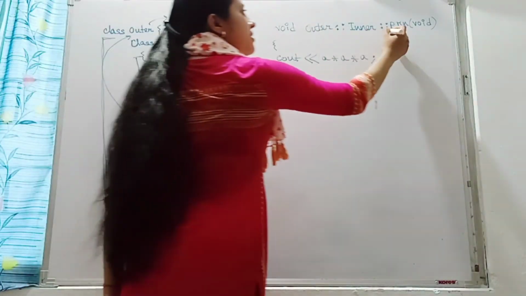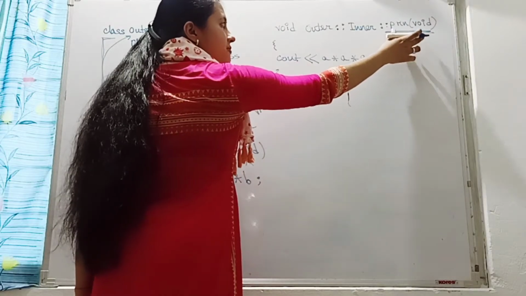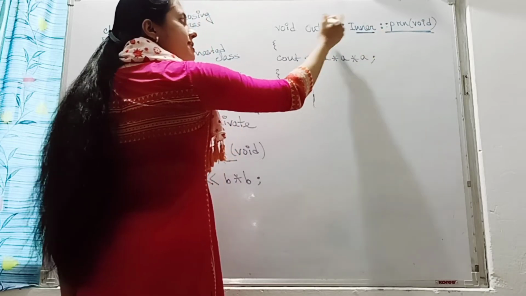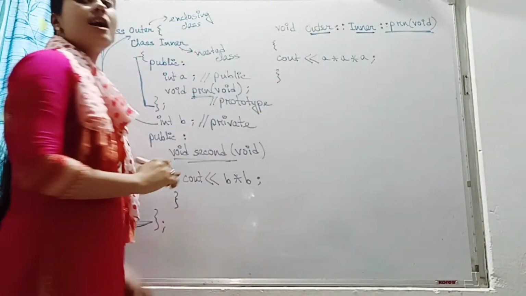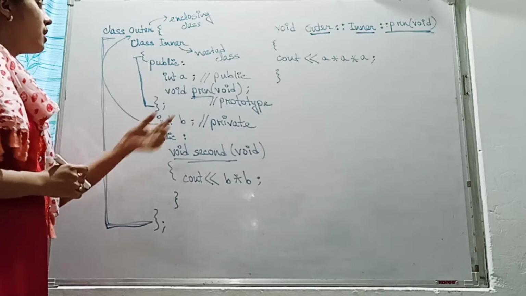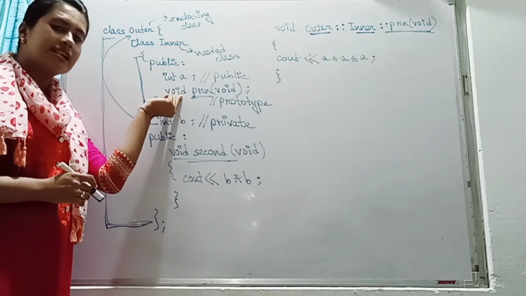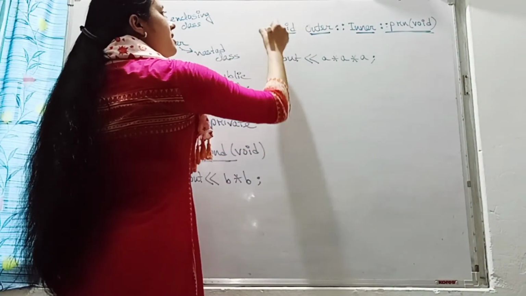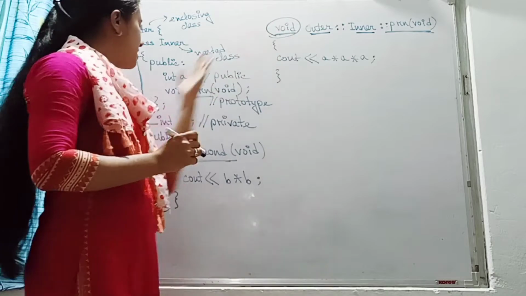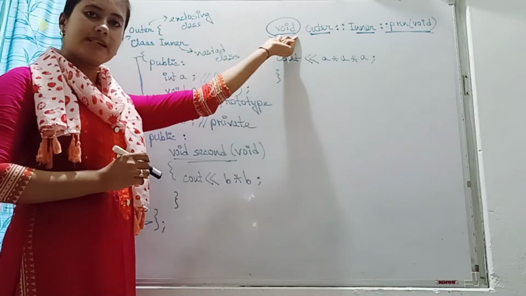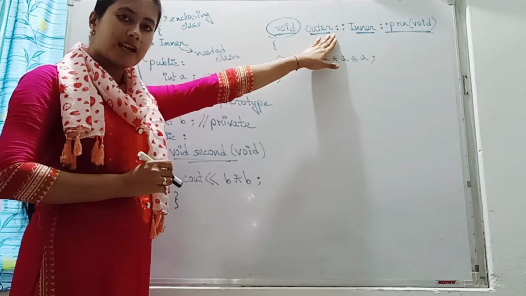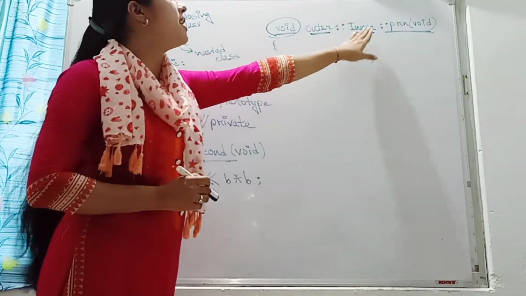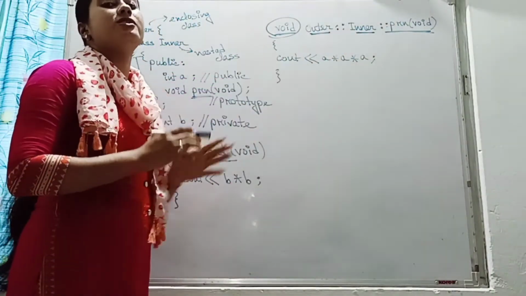So you see we have defined the void PRN function here. Before this we have given the name of the nested class, and before this we have given the name of the enclosing class also. Now this function is returning what? Type void, that is null. So that's why we have written void in the beginning. What it will return is written at the beginning. Then you have to mention the enclosing class name, then scope resolution operator, then nested class name, then scope resolution operator, then you have to mention the function name.